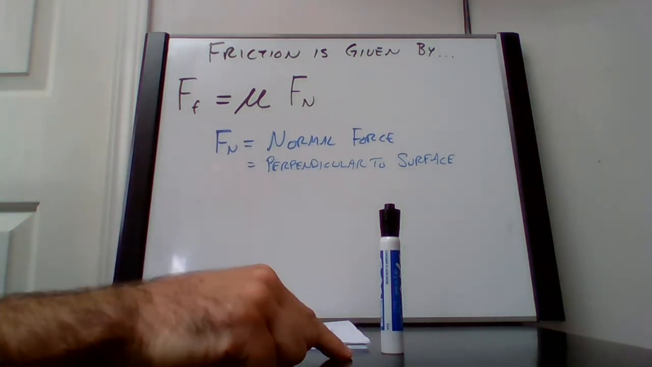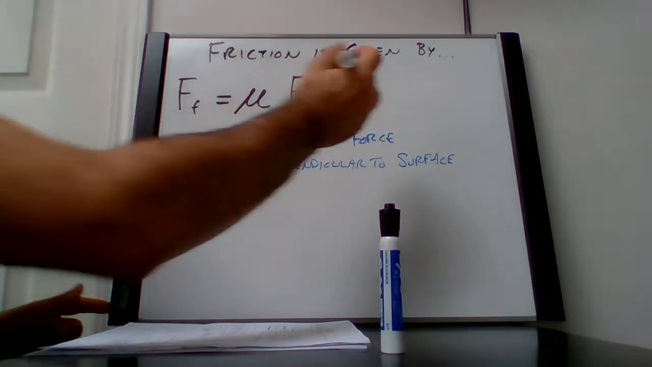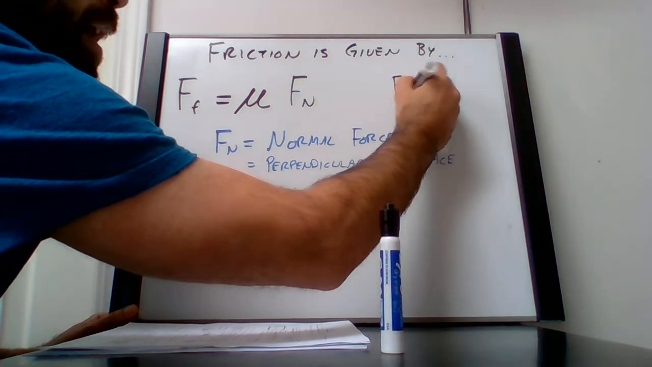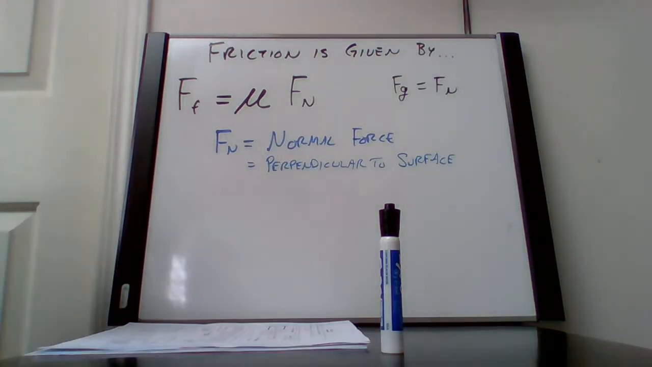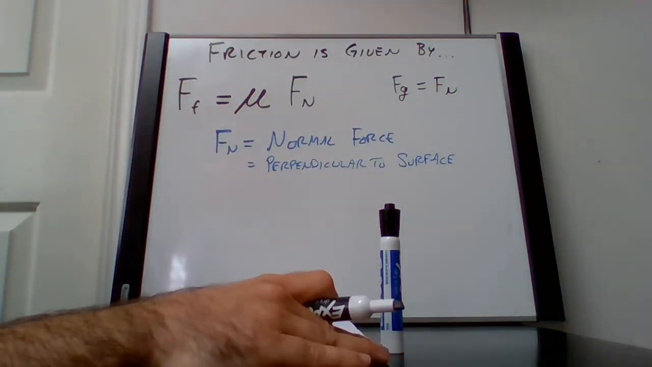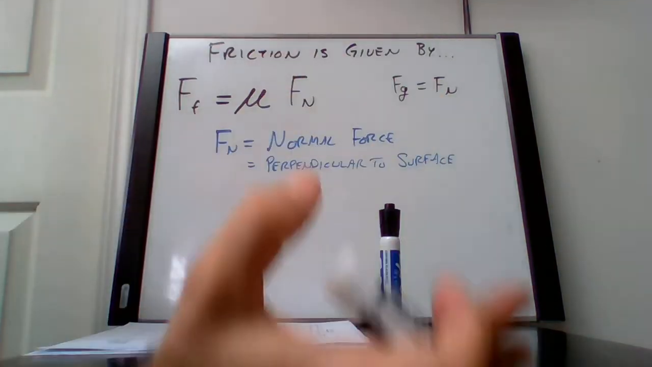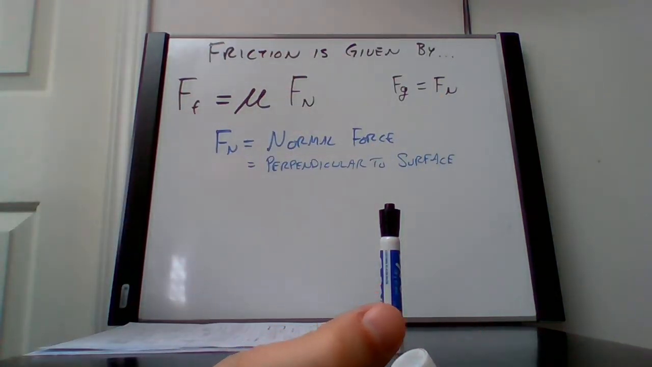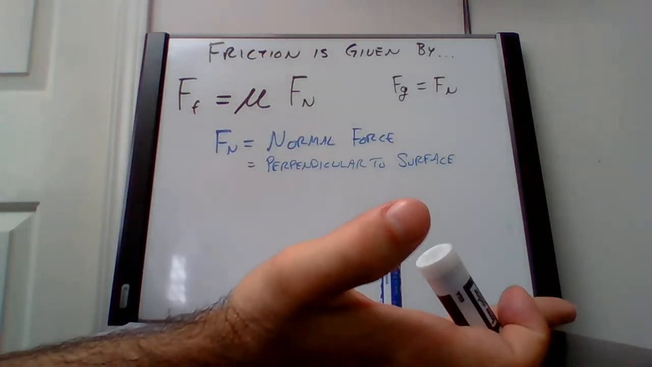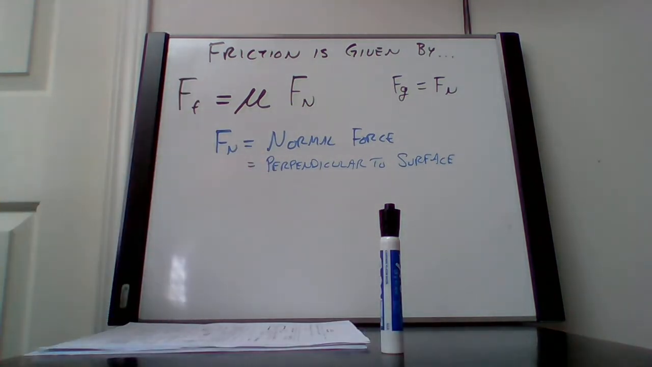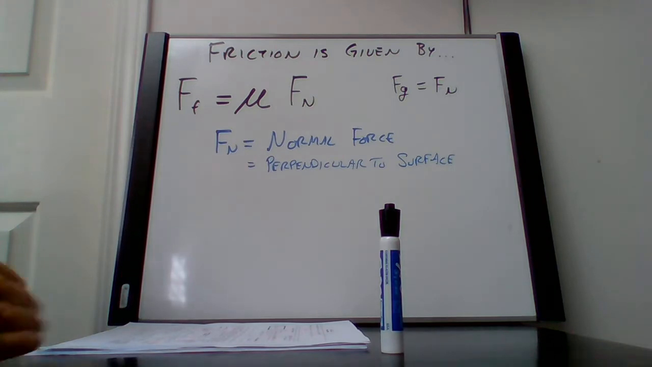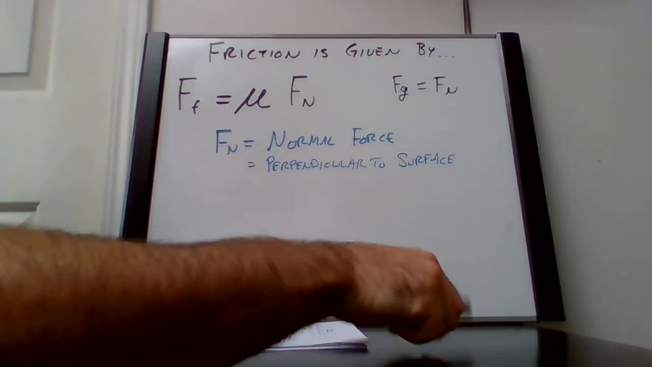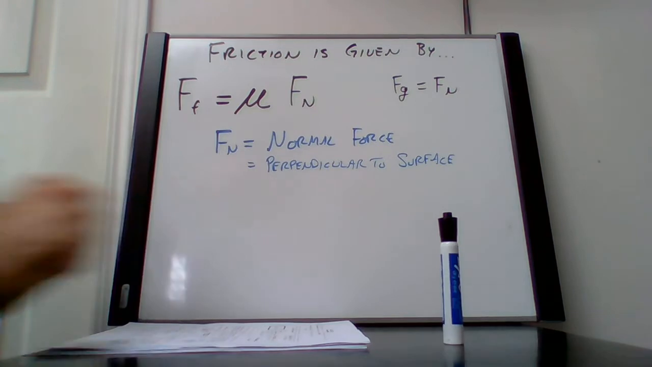And so in this situation, F of g equals F of n, because I'm just sitting on this normal horizontal flat surface. My marker is not accelerating, so whatever the force that's pulling it down, force of gravity, that table is pushing back up with the normal force, to balance those out. And perpendicular just means that if our surface is flat like this, it is pointing straight up.